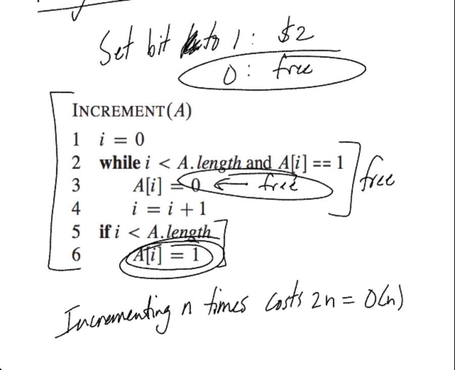Now, I said that the loop is free. That's not entirely true. We have the cost of looking at the comparison here, but we can easily take care of that by incrementing our cost of setting a bit to 1. We could set it to 3, and it would still be linear time.